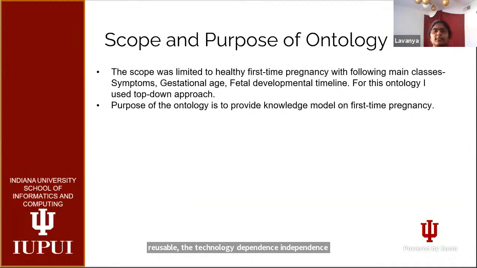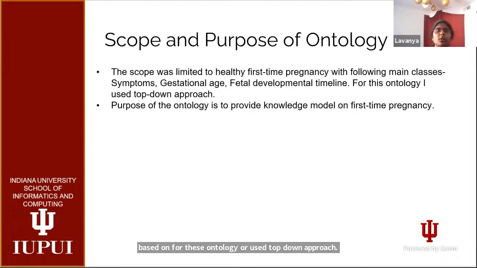From here, the ontology development cycle starts. The first step is the scope and purpose of the ontology. The scope for my ontology was limited to healthy first-time pregnancy with the following main classes: symptoms, gestational age, and fetal development timeline. For this ontology, I used a top-down approach.